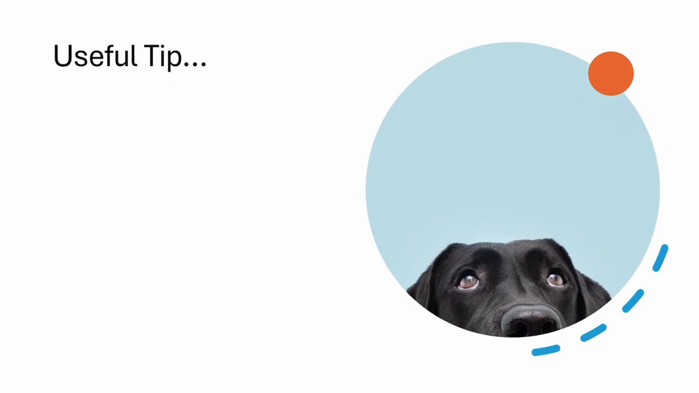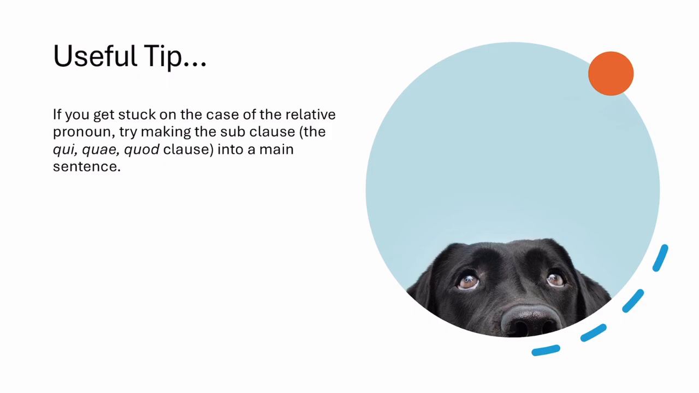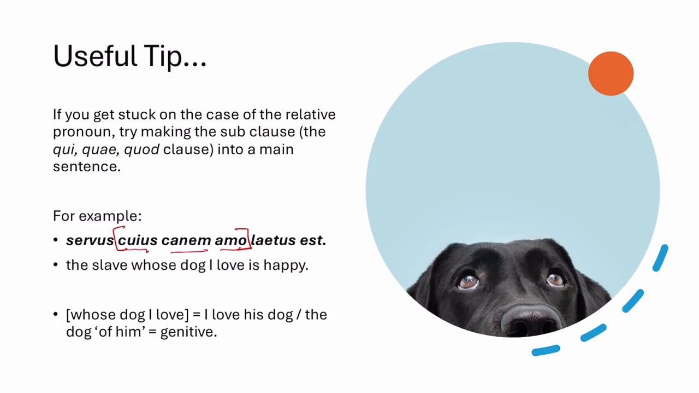As a just useful tip, and the picture will become relevant in a minute when I give you an example sentence. If you get stuck on the case of your relative pronoun, try making it into a main sentence. So make your subclause, your relative clause, your quae, quod clause into a main sentence. So if you look at this sentence, the slave is happy, the slave whose dog I love. I love the dog, and genitive whose. So if you turned around the cuius canem amo, the whose dog I love, what you are saying is I love his dog. I love the dog of him. So you know it is genitive. That is the easiest way to get used to what case you want your relative pronoun to be.